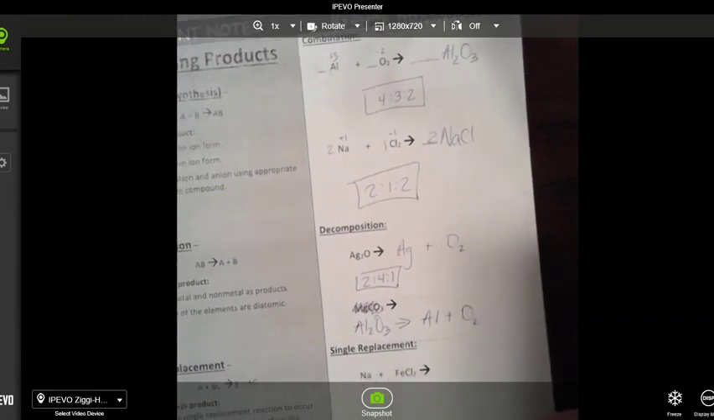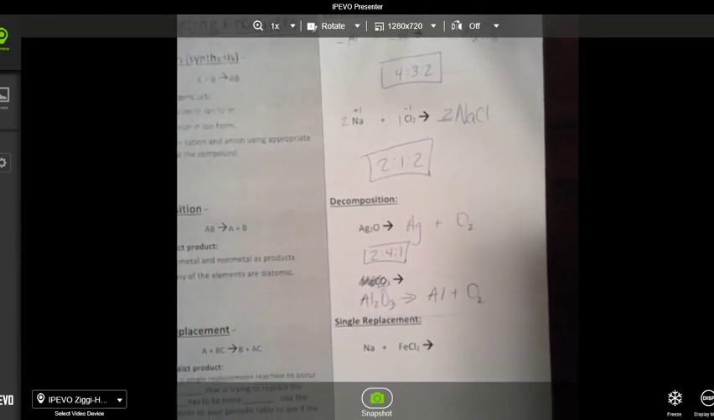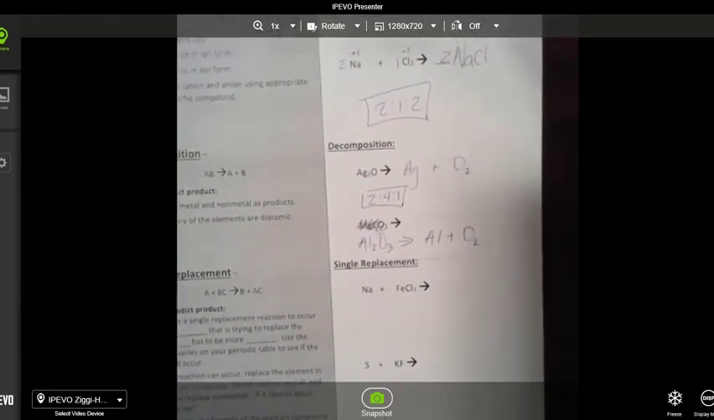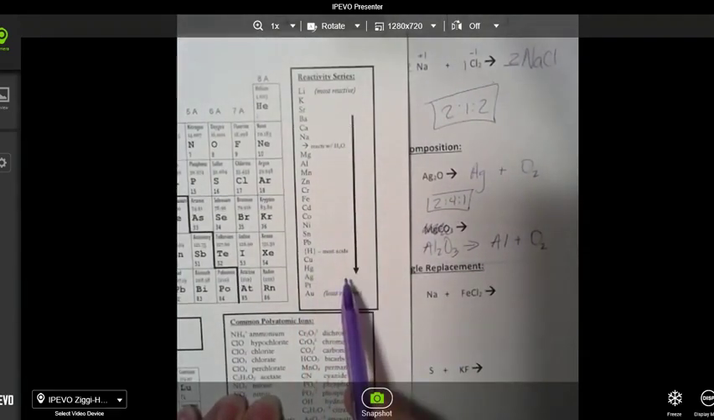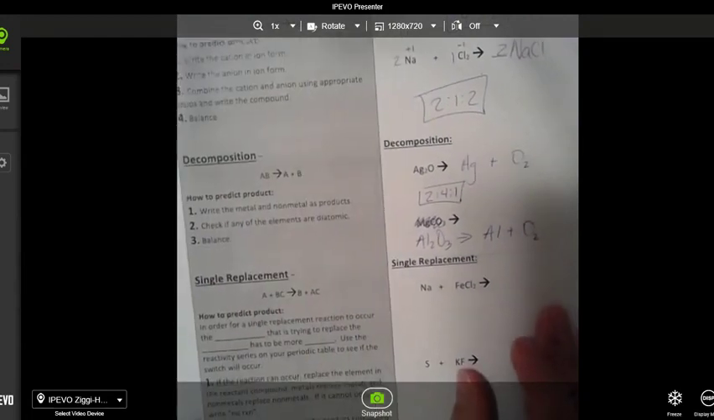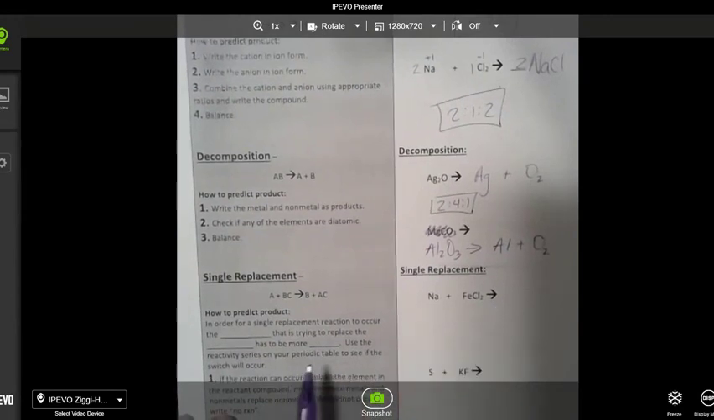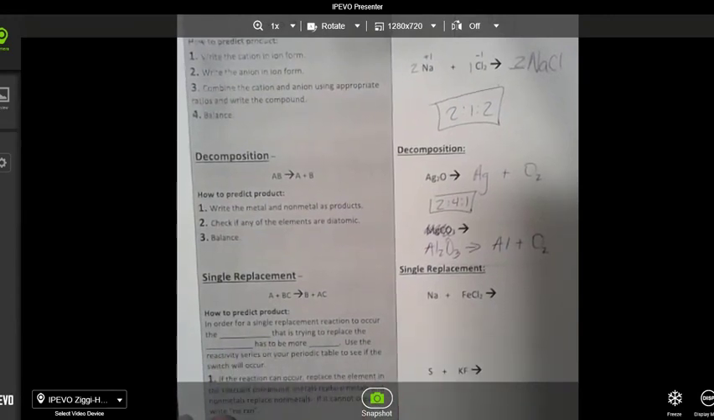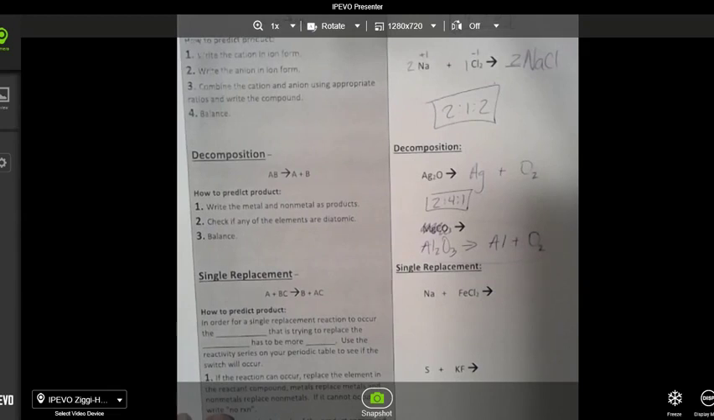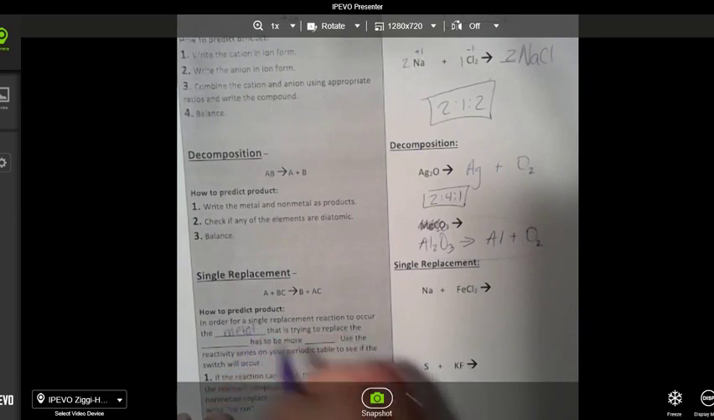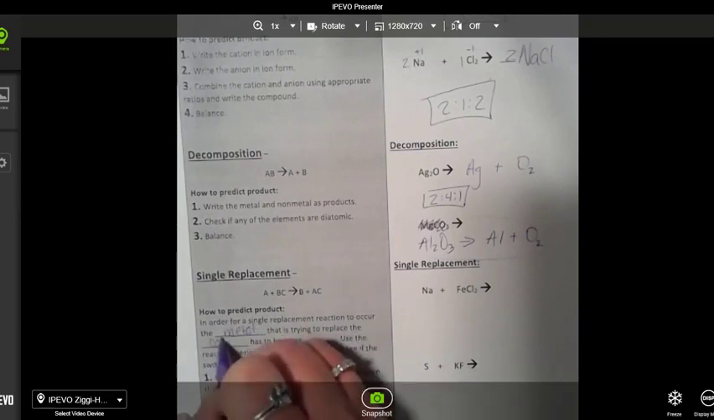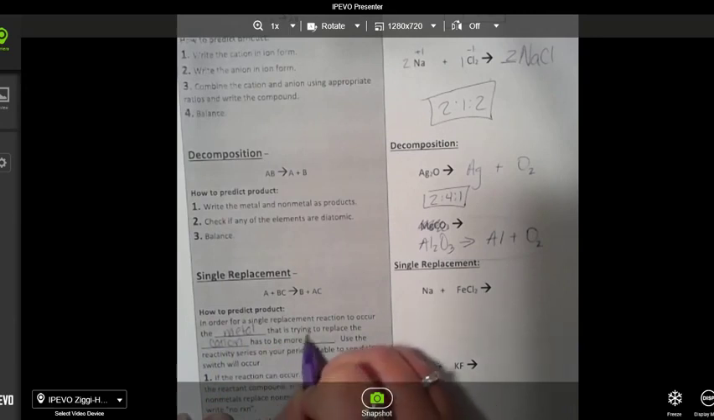All right, up next. So this is where things get a little more complicated, but not too complicated. So single replacement reactions are different. We're going to use something on the periodic table called the reactivity series to help us with these. So in order to predict a product for a single replacement reaction, we need to figure out what is happening. Who is going to be more reactive? In order for a single replacement reaction to occur, the metal that is trying to replace the cation has to be more active.